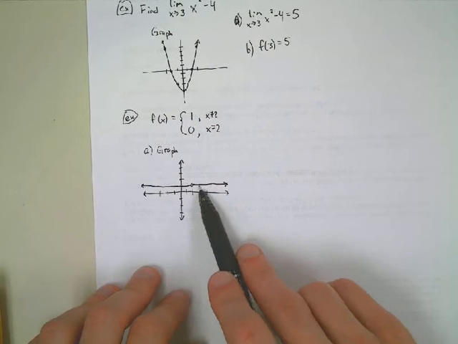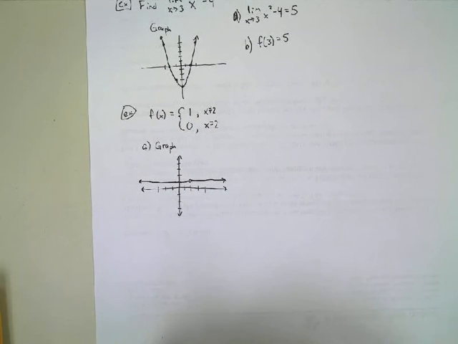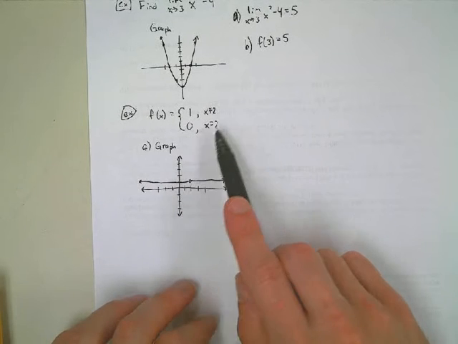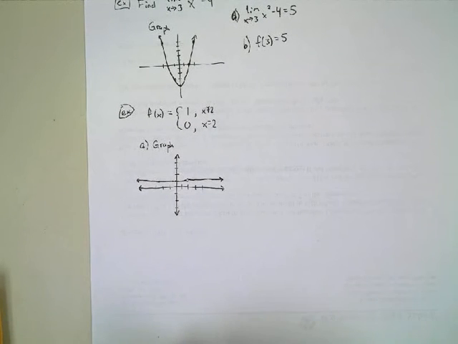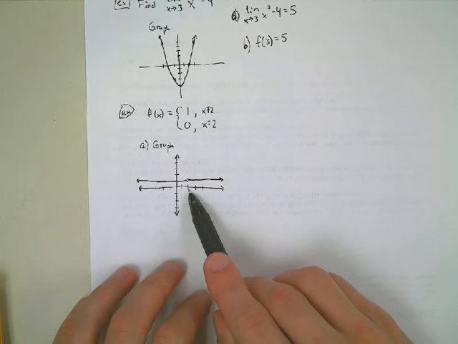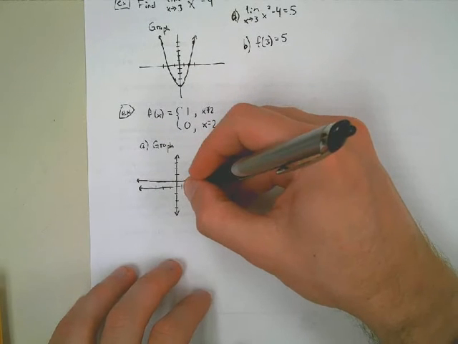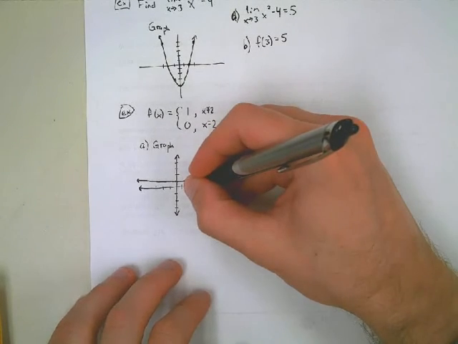But then we have another thing here. f is equal to 0 when x is 2. So at the x value of 2, how can I show that f is 0 at 2? What should I draw here? A dot, a little dot, a point. Okay, so there's my graph. That is the graph of f.